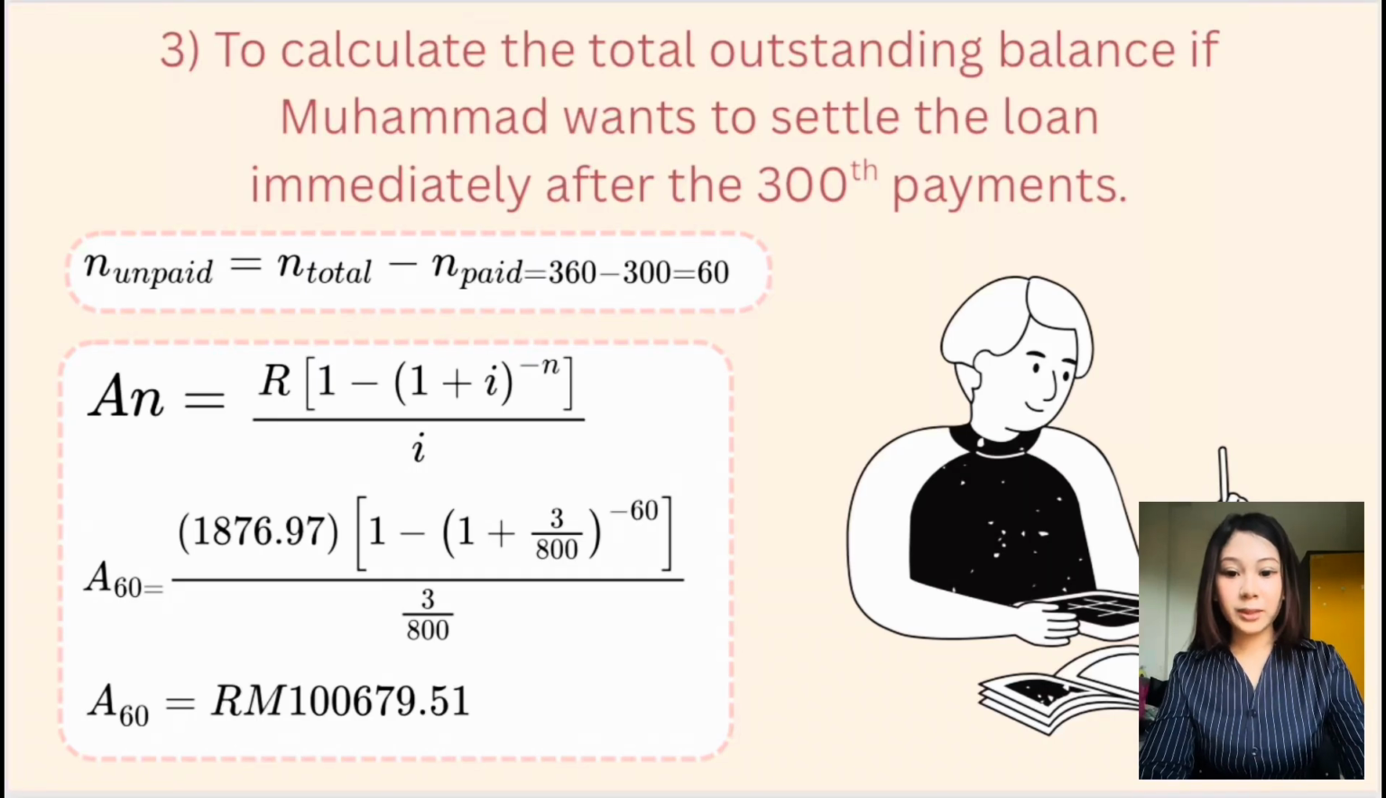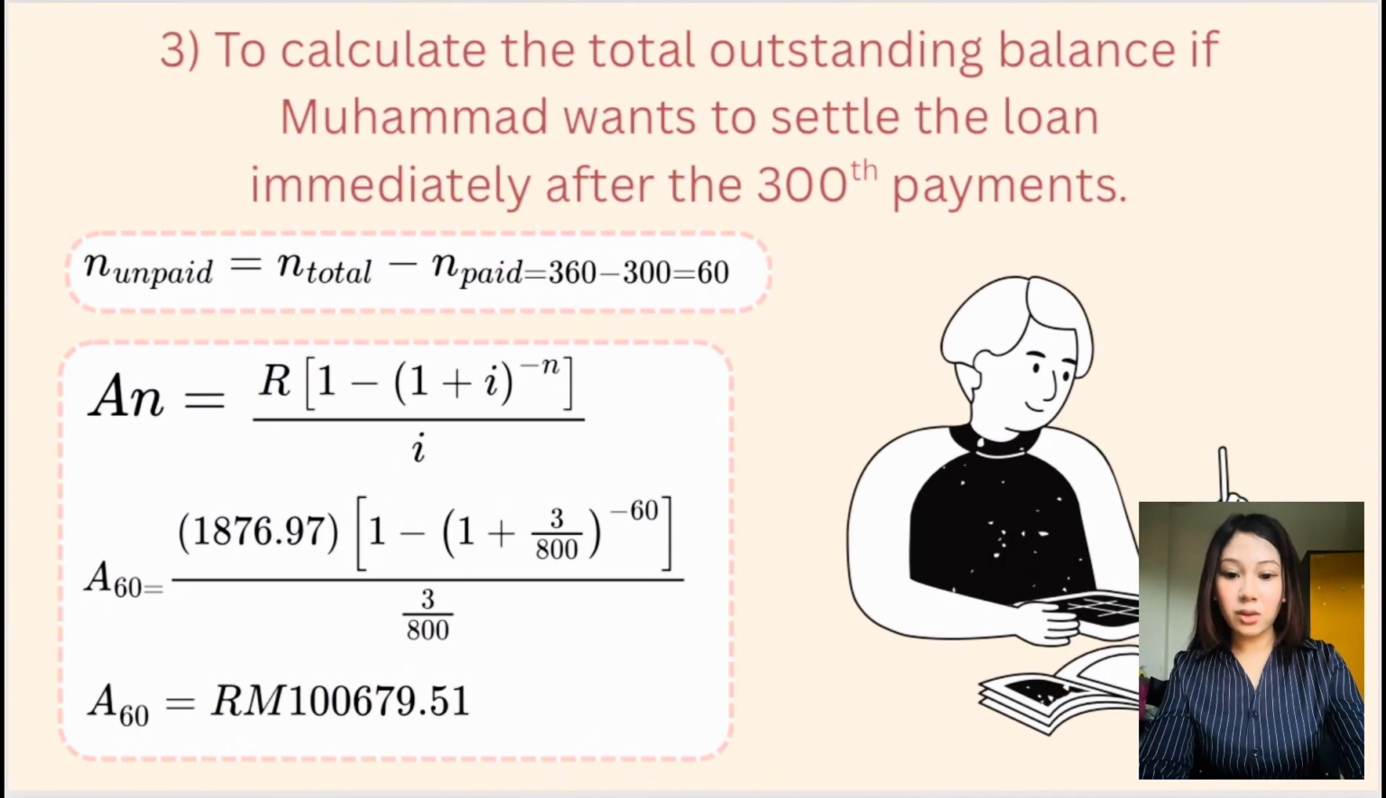Objective 3. We determine the number of payments that are still unpaid. The total number of payments is 360 and Muhammad has already paid 300, so the number of unpaid payments is 60 months. We use the annuity formula A_n equals R multiplied by 1 minus open bracket 1 plus i raised to the power of negative n close bracket, divided by i.